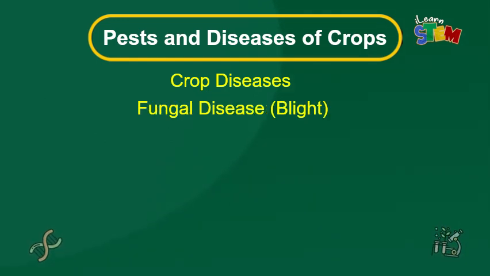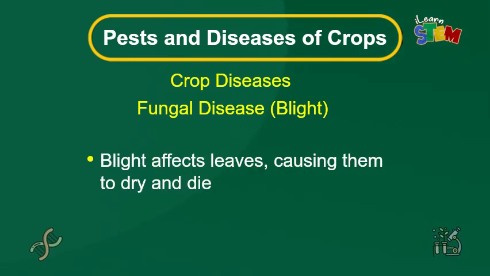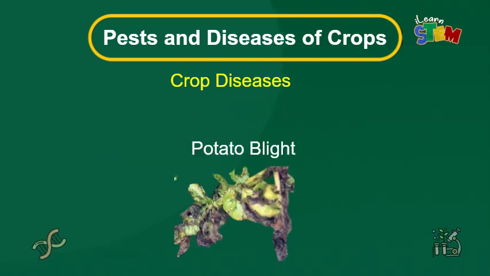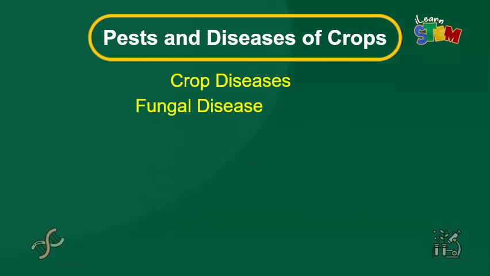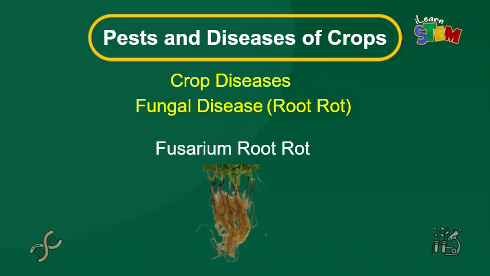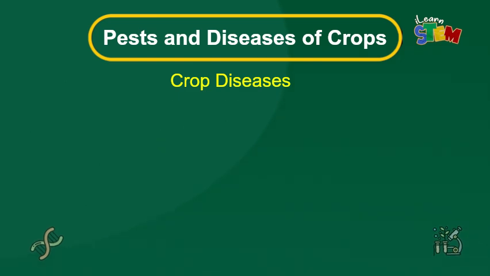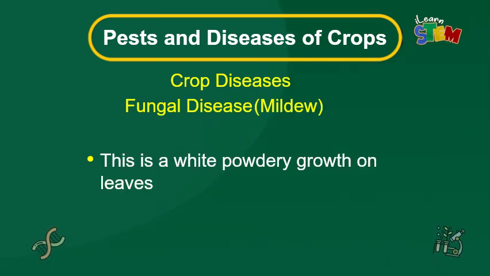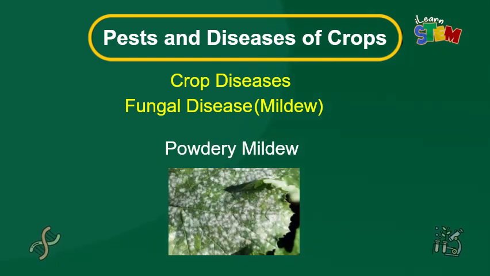Fungal diseases, such as blight, affect leaves, causing them to dry out and die. An example is potato blight. Another fungal disease is root rot, which damages the roots, leading to poor growth. An example is fusarium root rot. Next is mildew. This is a white, powdery growth that appears on leaves. An example is powdery mildew.